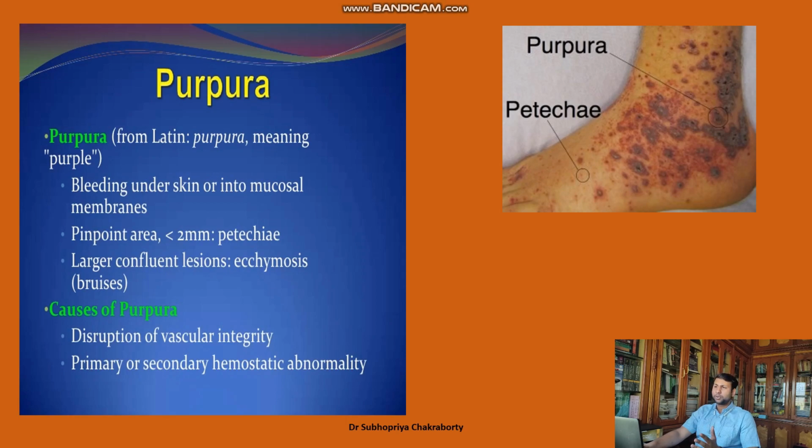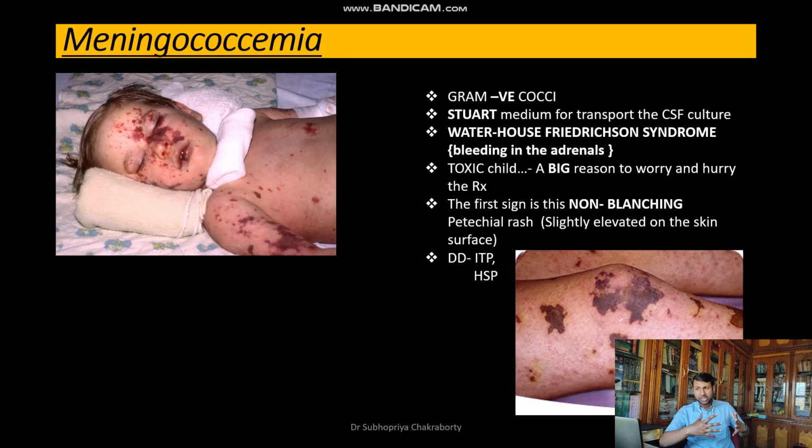Coming to the other purpuric rashes. Classically, whenever we see purpuric rashes, Henoch-Schonlein purpura comes to our mind. But of course, we should have a history of severe abdominal pain when we have Henoch-Schonlein purpura. So that is how it should be. Purpura means bleeding into the skin. Petechiae are smaller, pinpoint spots, and larger ones are known as ecchymosis.